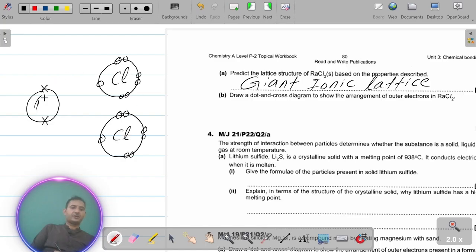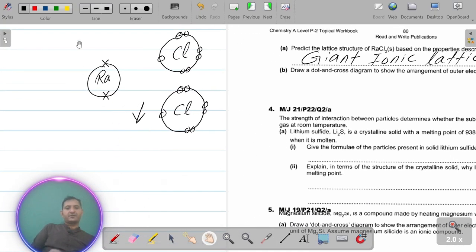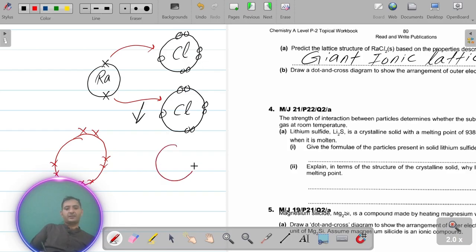And for radium, it is from group 2, so 2 electrons in the valence shell. Now how to draw their structure? It will lose 2 electrons. One electron is moving here and the other electron is moving here. Now the remaining shell will contain 8 electrons: 1, 2, 3, 4, 5, 6, 7, and 8. Now chlorine has 1, 2, 3, 4, 5, 6, 7, and this cross is coming from here.